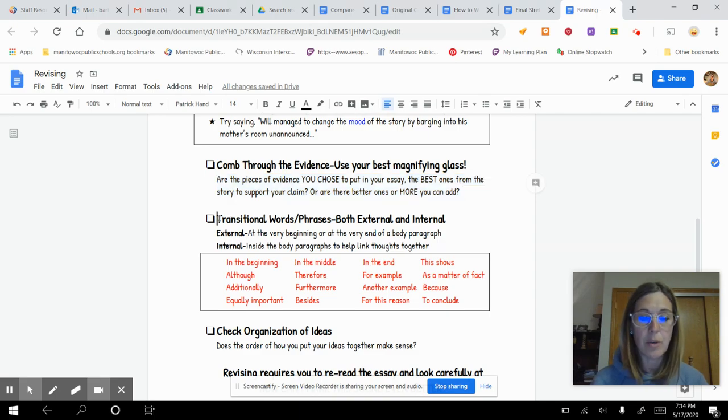The third bullet point, using transitional words and phrases, both external and internal. Again, external are the ones that are at the very beginning or at the very end of your paragraph. And internal, they're inside the body paragraph that help link our ideas together. That's this one right here. Here are some examples that you could pick from. You can also Google transitional phrases or words, and you'll get a ton of ideas from there.